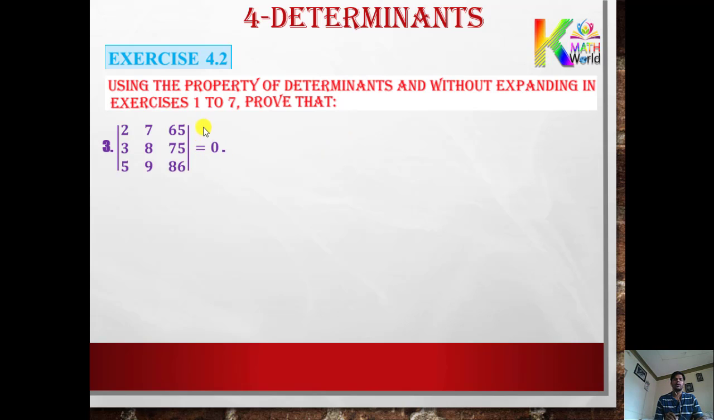Okay, this is the particular question. Again you have to prove the answer is 0. It means again you have to show any two rows are identical. Here 65, here 75, 86. You cannot easily remember, so for this particular question you have to remember the operation. You do not have to expand the determinant. If you expand the determinant, then you can easily get the answer 0. But no need to expand it here because the strict instruction is there: without expanding.